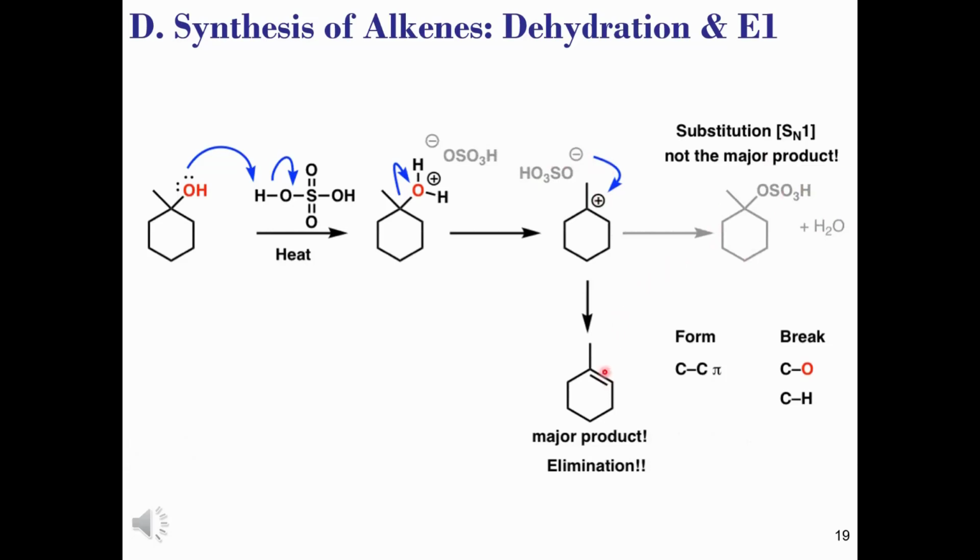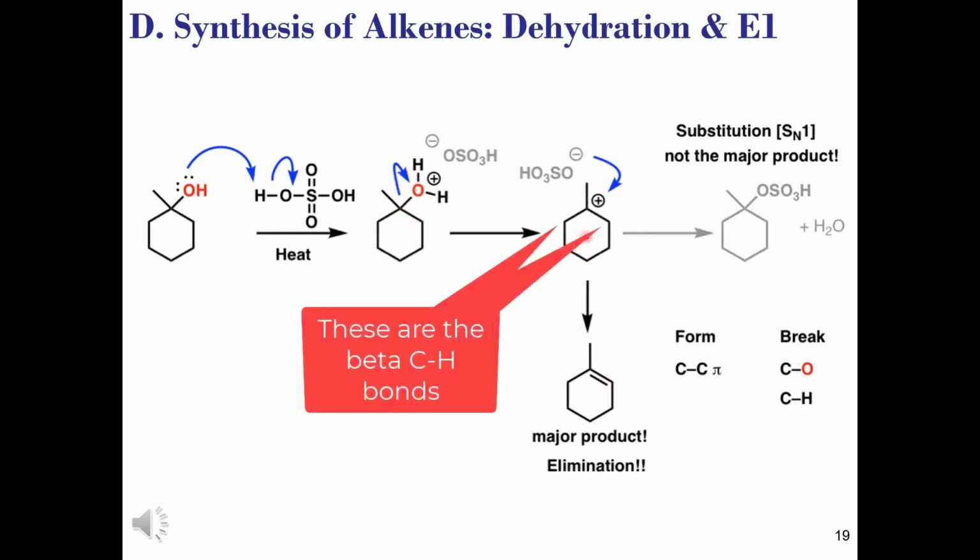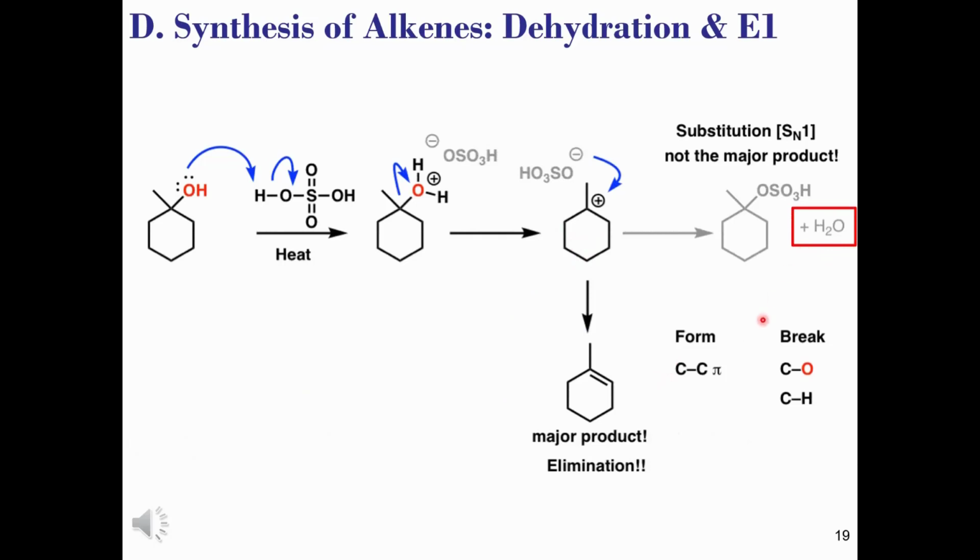So let's now take a quick look at the bonds that are formed and broken. Well, a carbon-carbon pi bond forms, and a carbon-OH bond and a carbon-hydrogen bond are broken. There is also the formation of a hydrogen-oxygen bond in the molecule of water that forms as the byproduct. And these are the hallmark of an elimination reaction.